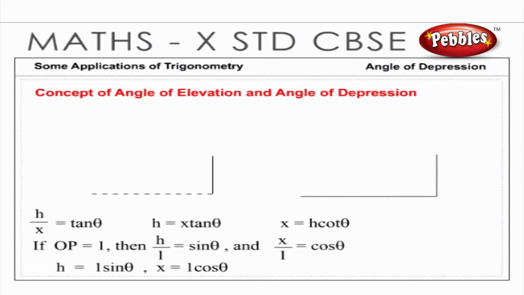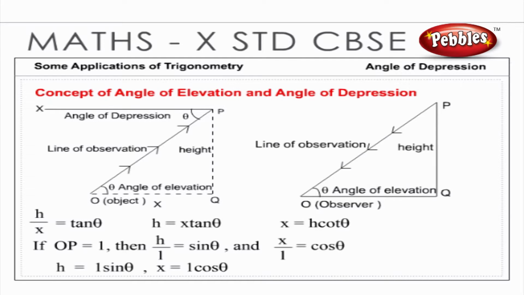Concept of angle of elevation and angle of depression. h by x equal to tan theta, h equal to x tan theta, x equal to h cot theta. If OP equal to l, then h by l equal to sin theta and x by l equal to cos theta. h equal to l sin theta, x equal to l cos theta.